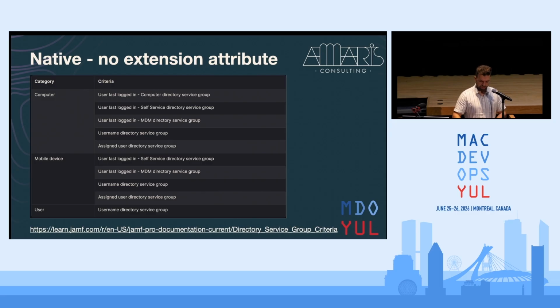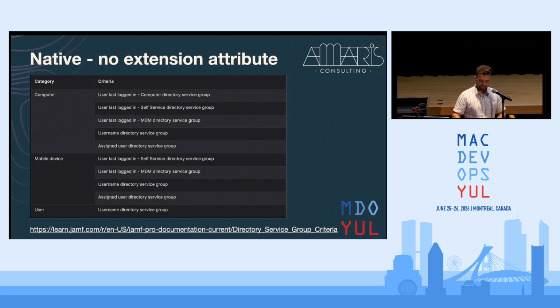So I'm going to break down each of these criteria. The first one is user last logged in computer. That means it evaluates the group membership of the user who performed the last local macOS login. For example, if a user's local username is the email, and in your identity provider settings you've mapped the username to the email, they match, and it does the group membership check that way.